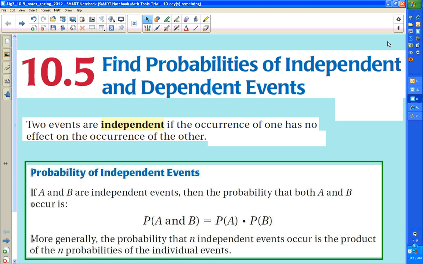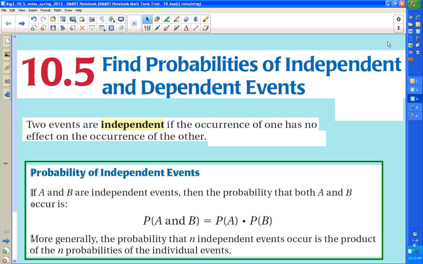What's the probability of getting a heads when you flip a coin? 1 and 2, 1/2. What's the probability of rolling a 2 on one die? So what's the probability of getting heads and a 2? It would be 1/2 times 1/6. You have a 1 in 12 chance of that happening.